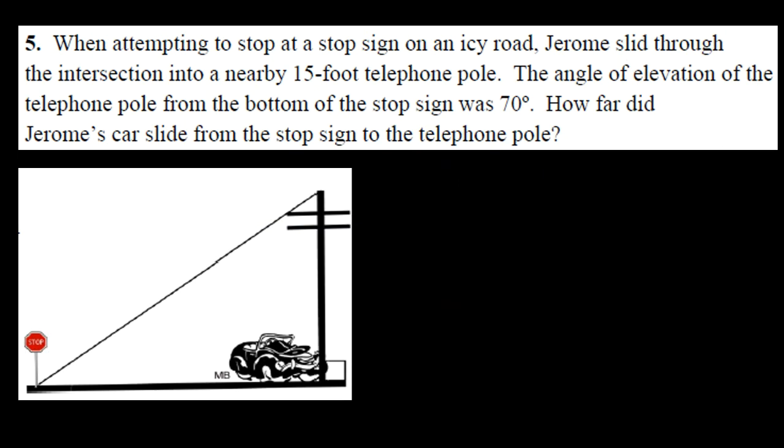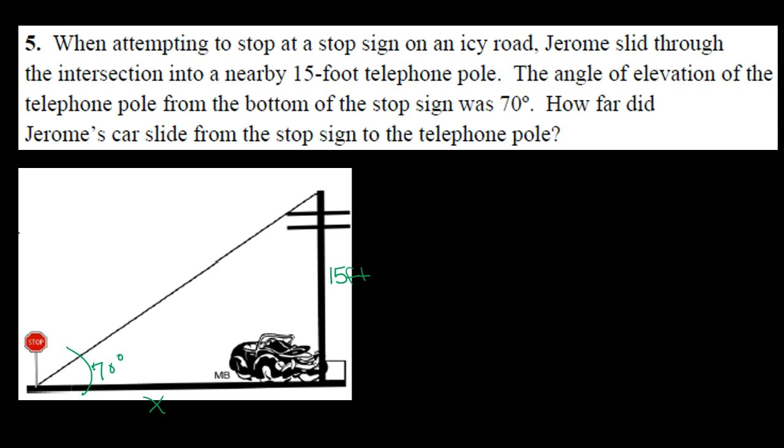Number 5, when attempting to stop at a stop sign on an icy road, Jerome slid through the intersection to a nearby 15-foot telephone pole. So that says 15 feet. The angle of elevation of the telephone pole from the bottom of the stop sign was 70 degrees. So that would be this measurement here. How far did Jerome's car slide from the stop sign to the telephone pole? So we're looking for this distance.